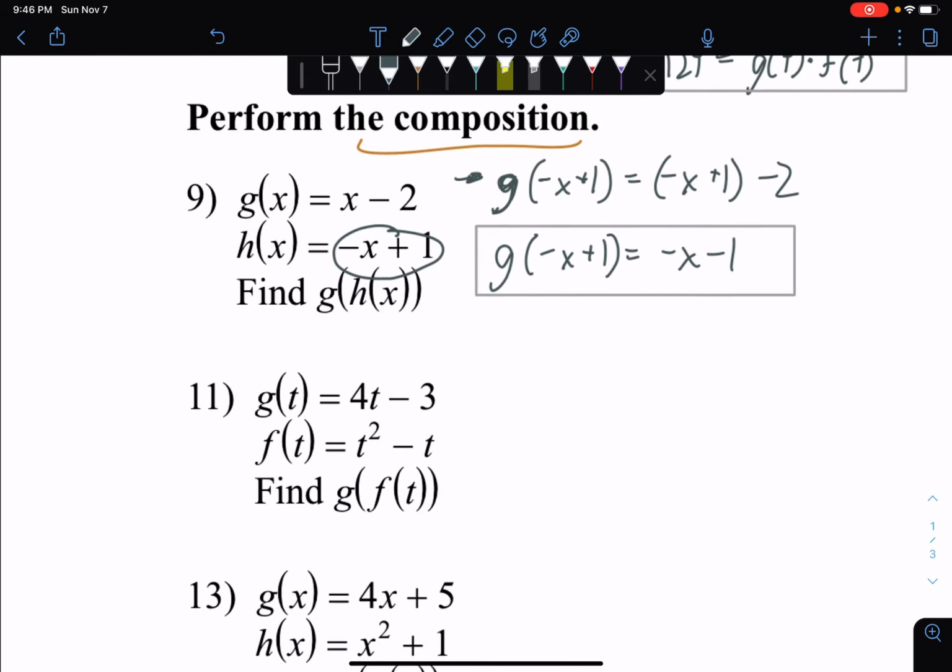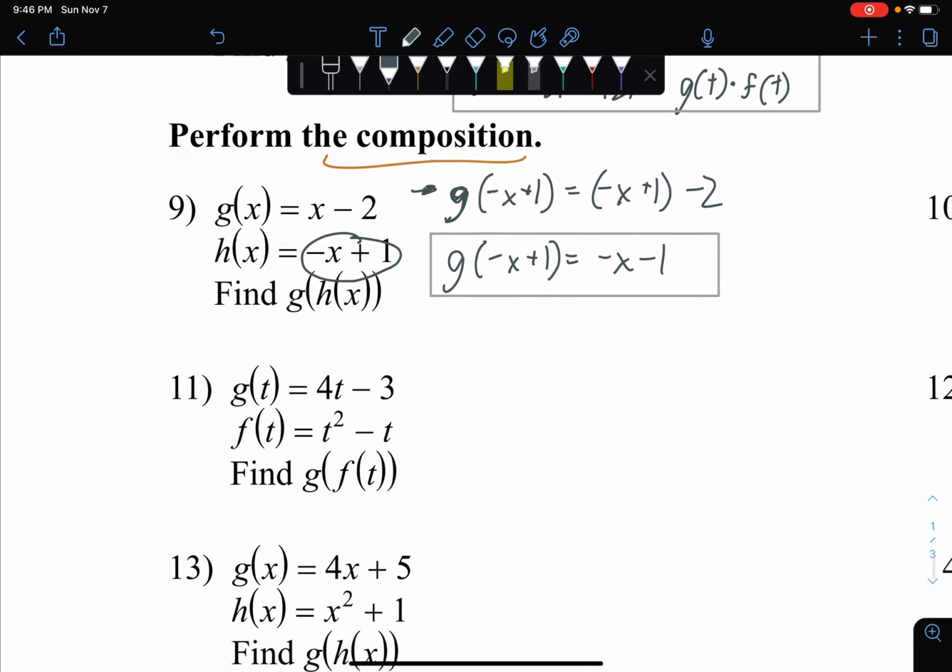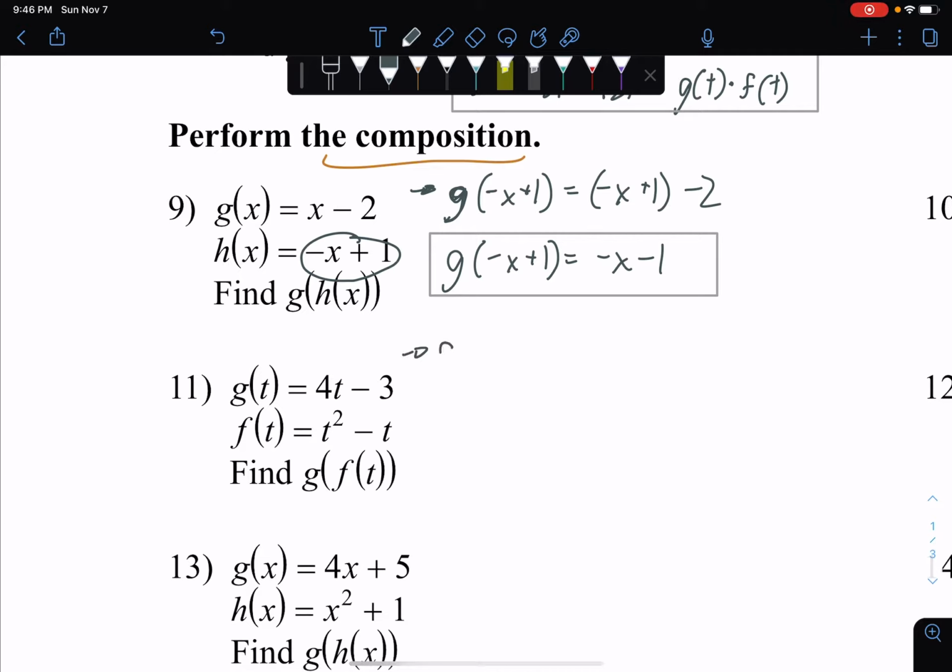So let's solve for number 11. Find g of f of t. So again, g of f of t. So f of t is t raised to 2 minus t. But I don't think we have to do that anymore. G of f of t, let's just enumerate it that way, is equivalent to what we have for g, which is 4t minus 3. So 4, our t would be our f of t, so just place it that way, and minus 3.